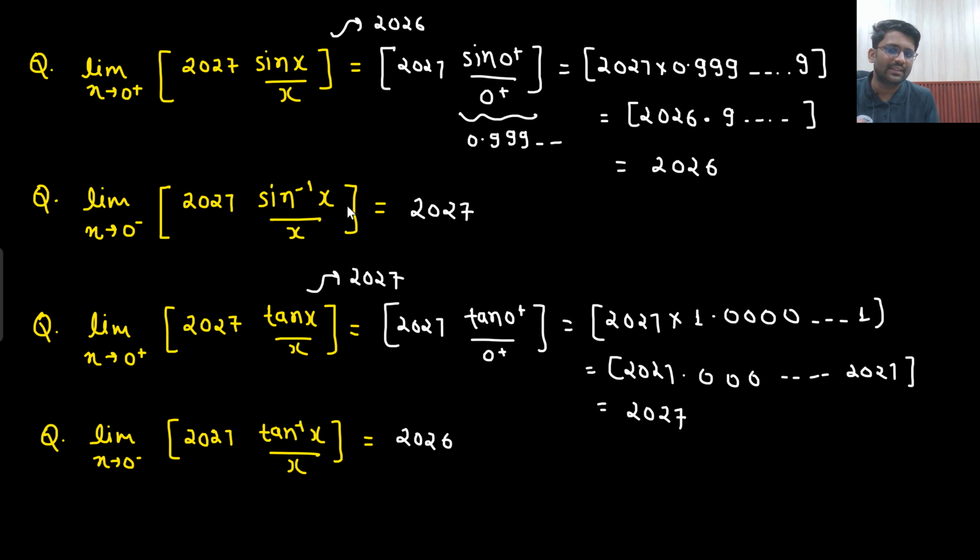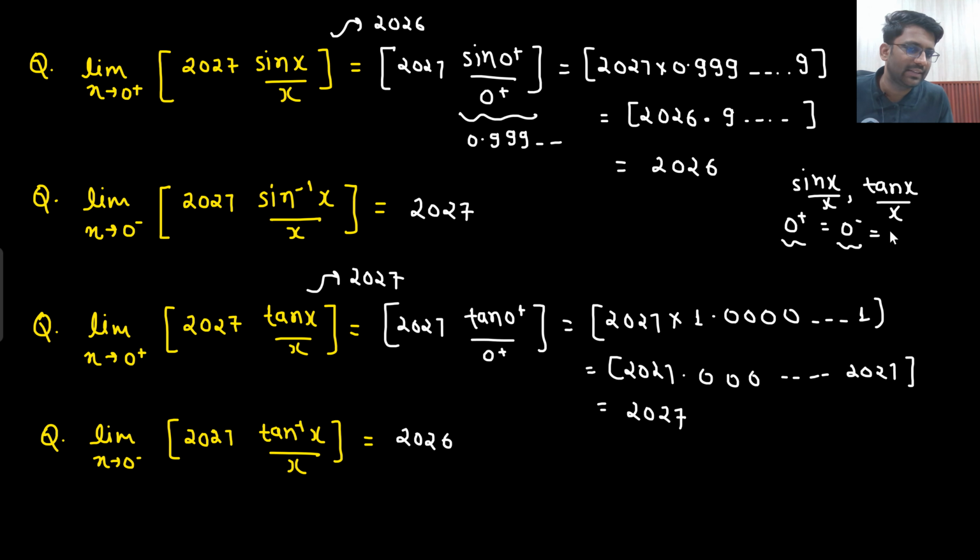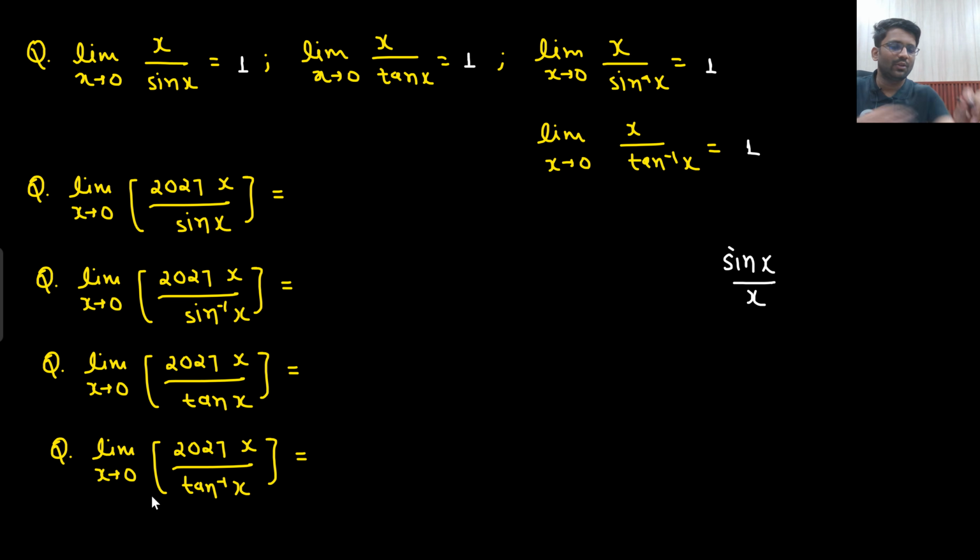Here, sir, someone would say 0 minus is there. So what? The scenario that is happening at 0 plus, the same scenario is happening at 0 minus as well. In case of sin x by x and tan x by x and their inverses as well. Basically, whatever is happening at 0 plus, the same is happening at 0 minus. So I don't even need to care about this 0 plus or 0 minus. Understandable?